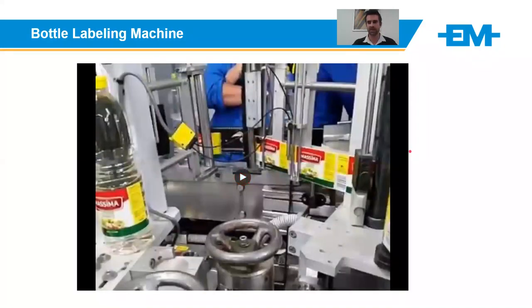So obviously the process happens a lot faster than my six steps. That's all handled by the high-speed fork sensor and the servo drive and PLC combination. It's a typical labeling machine: fork sensor, PLC, and servo drives.